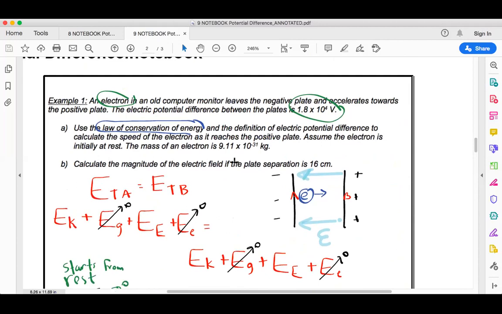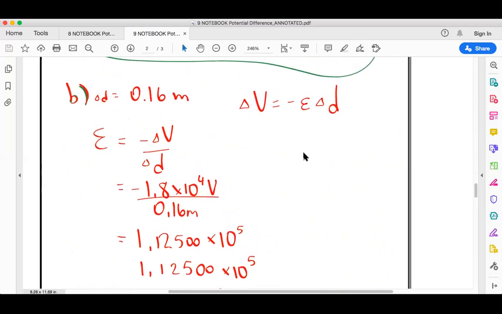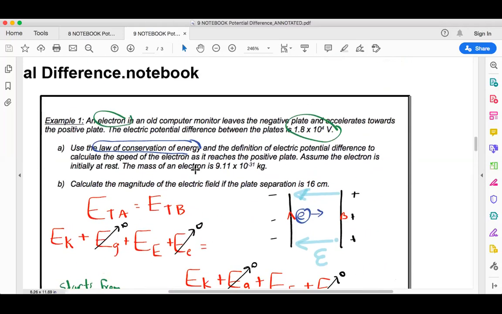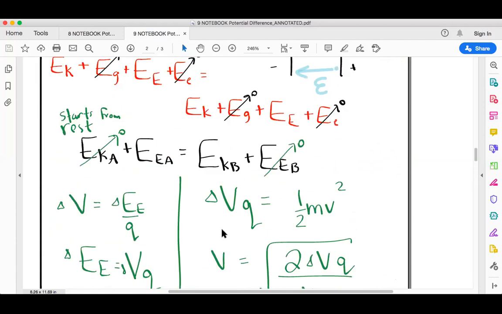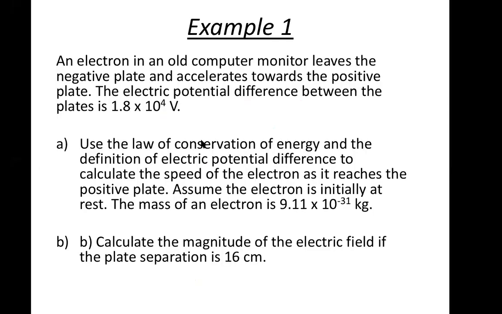Calculate the magnitude of the electric field if the plate separation is 16 centimeters. Okay, we have an equation for the magnitude of the electric field. We have an equation for the electric field if we have the potential difference divided by the displacement. So we sub those in and we get negative 1.1 times 10 to the 5 volts. This is the equation that you would use if it was non-uniform. So whether it's non-uniform or not, we can use that equation.